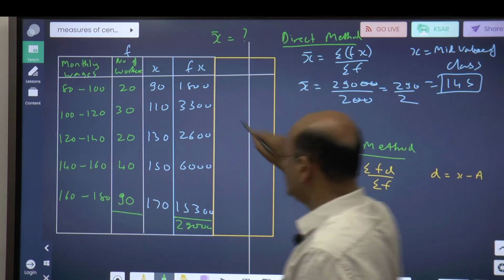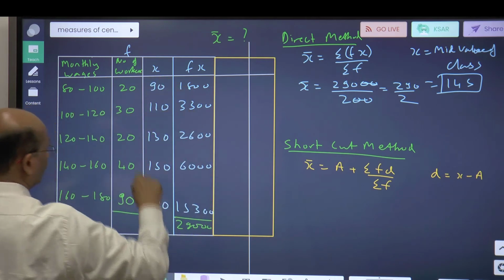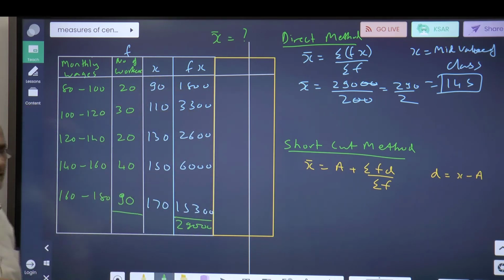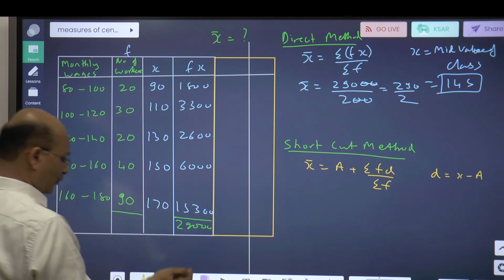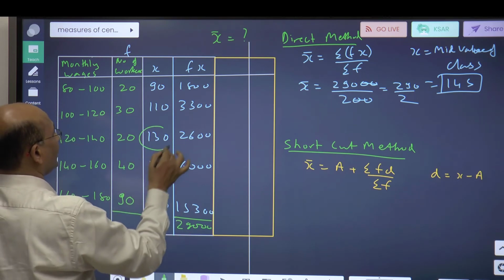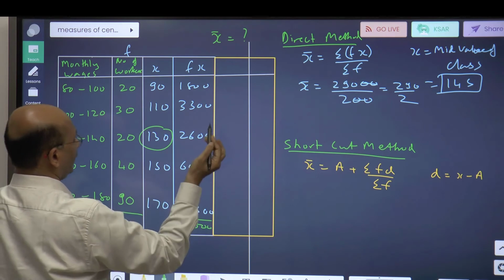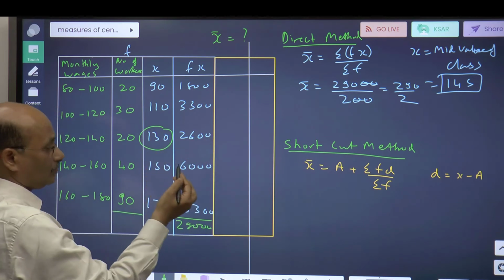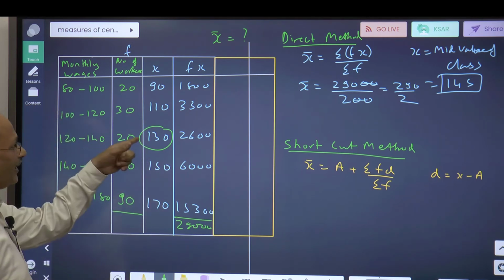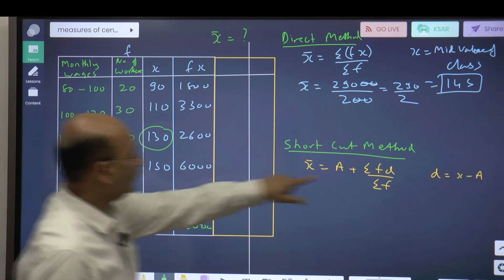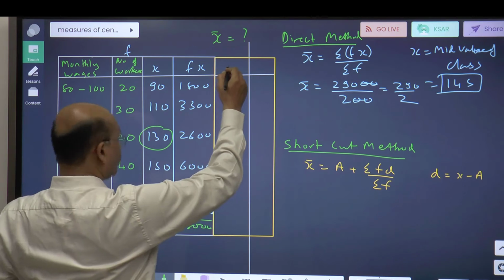So just see these values of X from 90 to 170. Which value out of these? You can take any value. So suppose I am very keen to take 130 as X, so as A. Please pay attention to that part. Now pay attention, 130. I am taking 130 as A. D I want. What is the value of D?